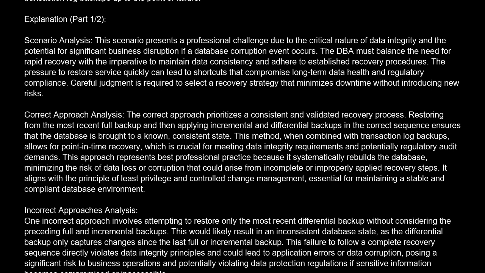Correct approach analysis. The correct approach prioritizes a consistent and validated recovery process, restoring from the most recent full backup, and then applying incremental and differential backups in the correct sequence ensures that the database is brought to a known, consistent state.